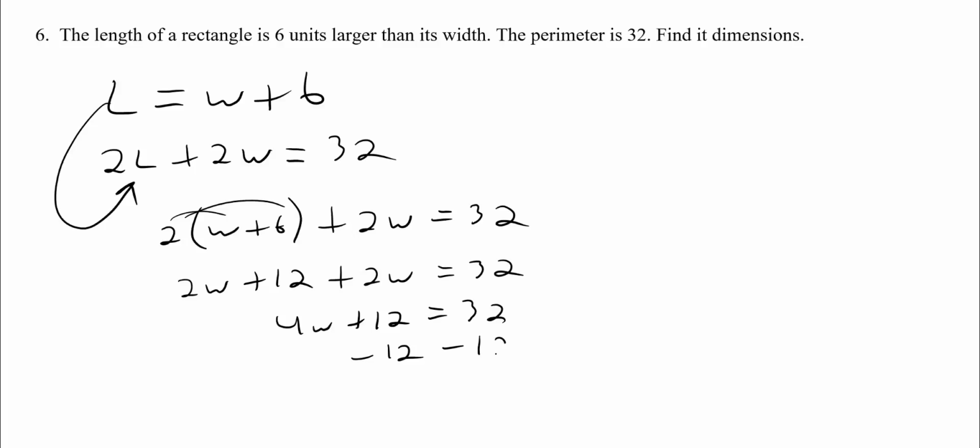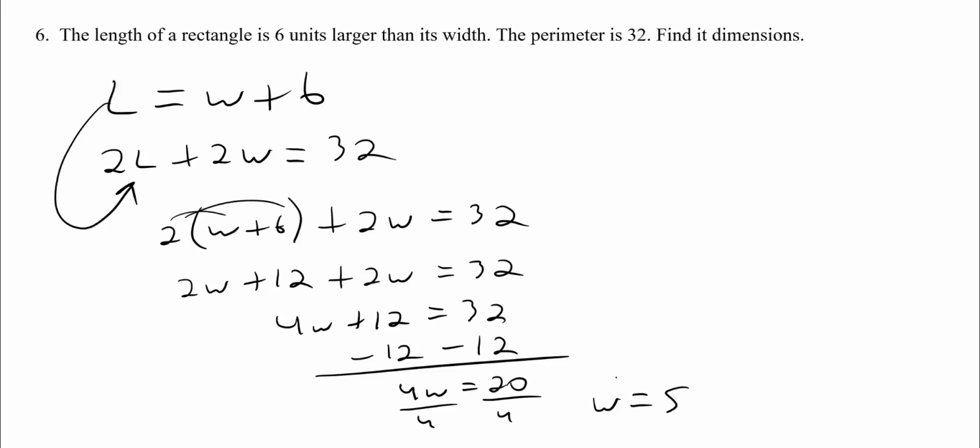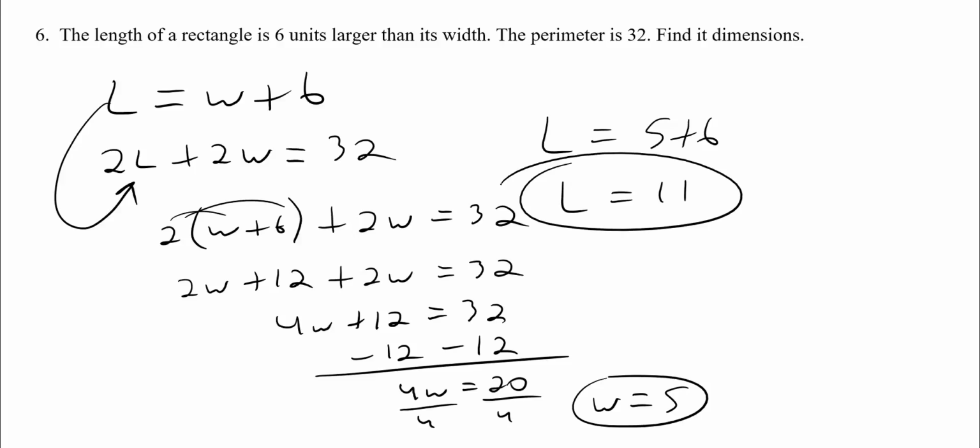Subtract 12 from both sides. 4W equals 20. Divide by 4. So W is 5. So the width is 5, and that means the length is W plus 6, or 5 plus 6. So the length is 11. And there we go. We're done. Okay? You can always check it. And here's a good way to check it. If the width was 5, put the width on both of them, and the length is 11, that all should add up to 32. So 5 plus 11, 16, another 5 is 21, and another 11 is 32, and we're good to go. So these check out.